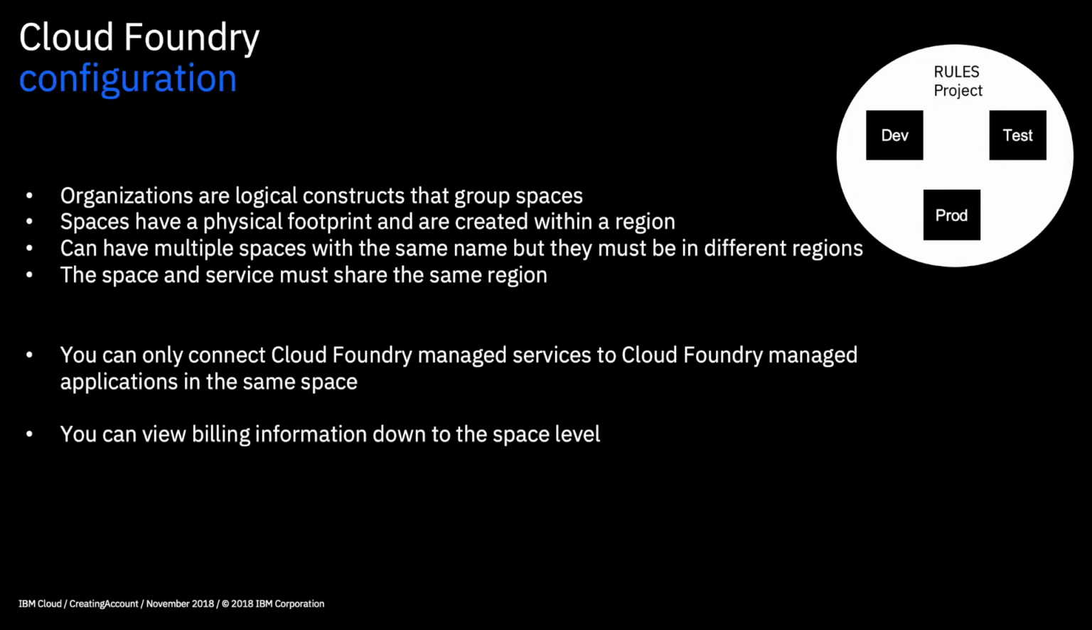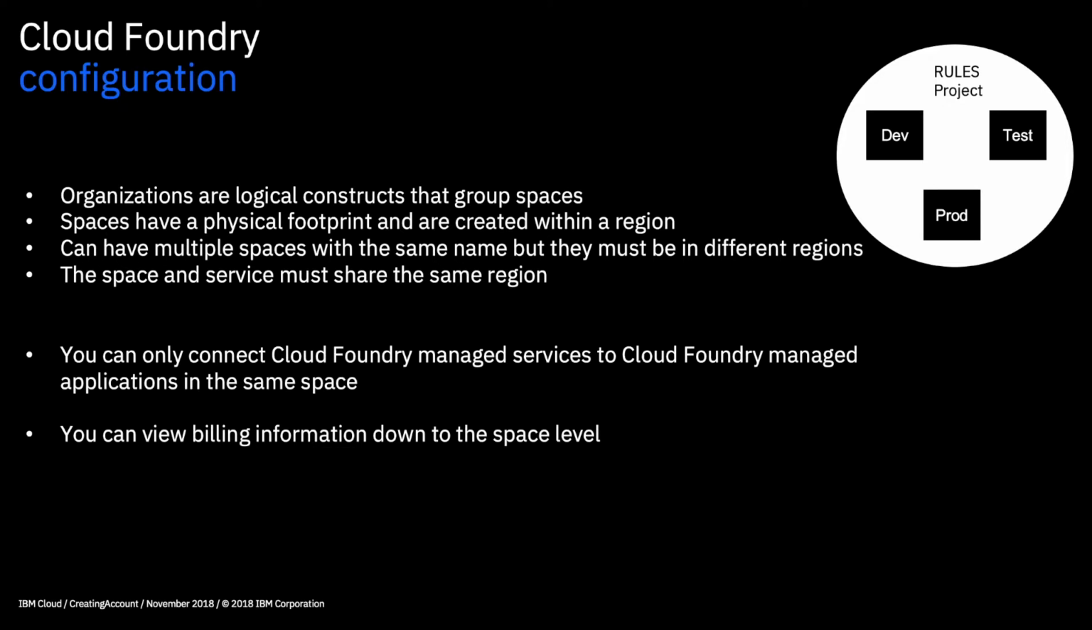So now a bit more on Cloud Foundry configuration. Organisations are just logical constructs, and they are used to group together spaces. No services are actually created at organisational level, but you can grant access at the organisational level. Spaces have physical footprints, and as I mentioned, they must be created in a defined region, which is a geographical area. Normally you would use the region that is closest to your users, though there may be exceptions where, for example, services are not available in certain regions.